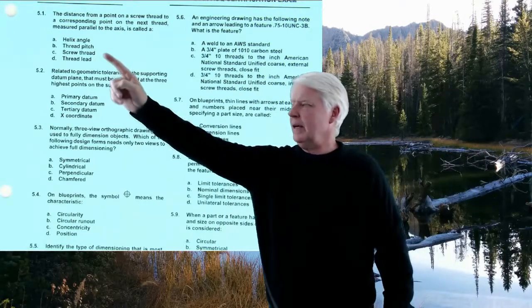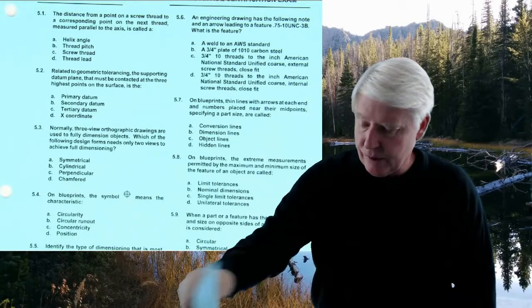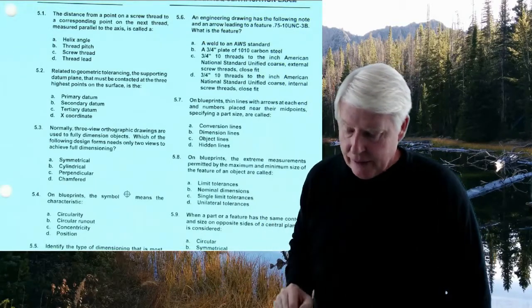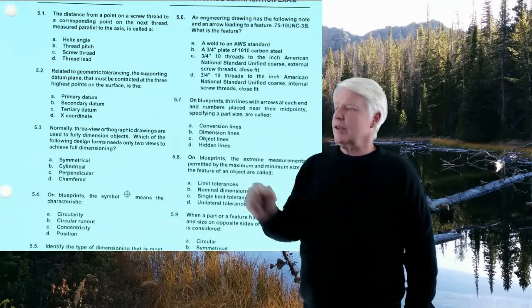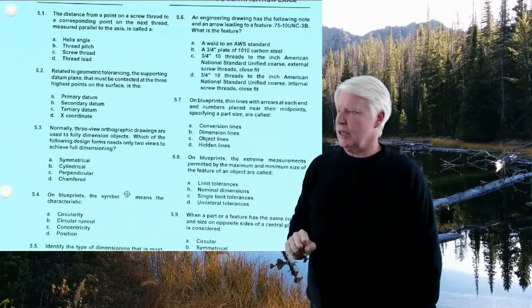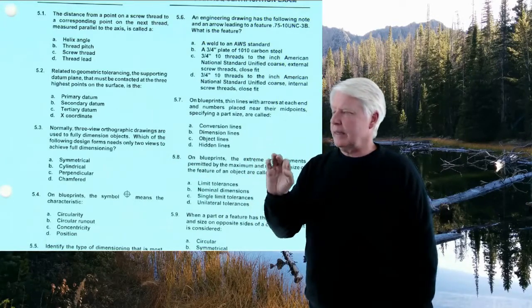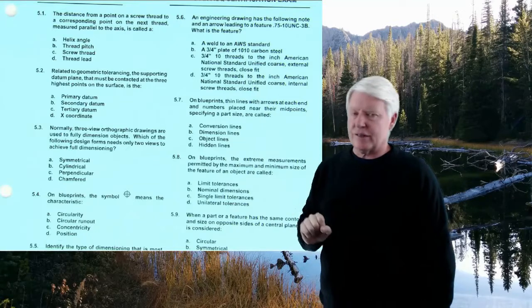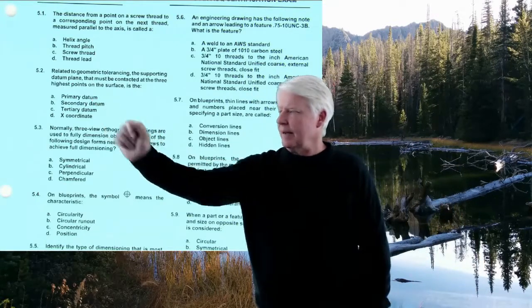Yeah, there it is. Thread pitch, B. 5.1 is B. Let me turn this over where I can see the right chapter here. And that is true. B is correct. Related to geometric tolerancing, this is GD&T, the supporting datum plane that must be contacted at the three highest points on the surface is the primary datum. It's going to be A.